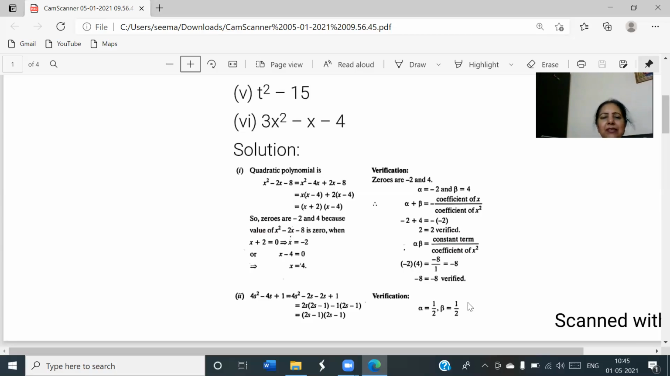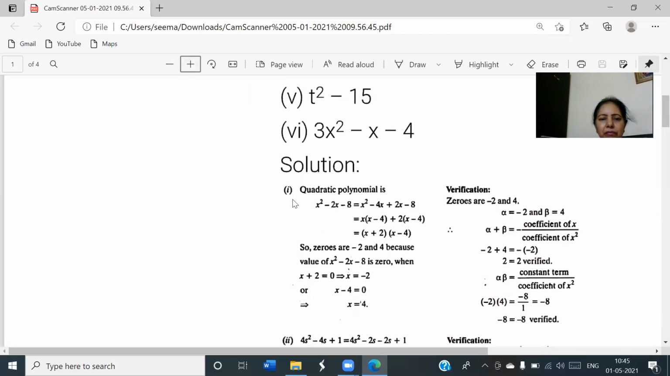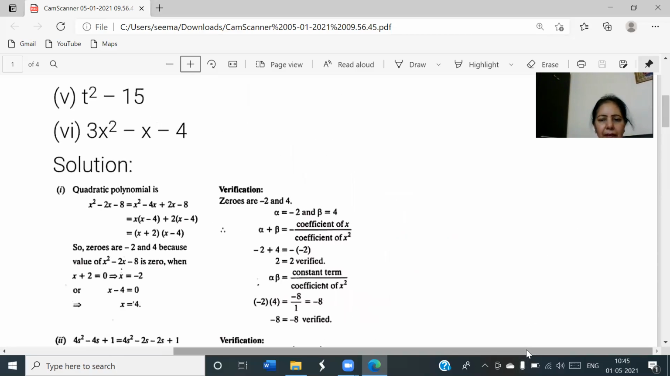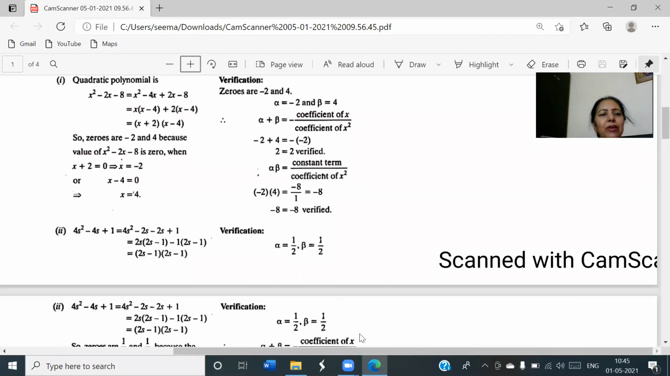On the basis of it, let us discuss the next question, which is, you can see here, second is, four s square minus 4s plus 1. Let us split the middle term. After splitting it, we are getting minus 2s minus 2s. You can see in between these two, 2s is common. Then we can take 2s minus 1, which is common out of these two.